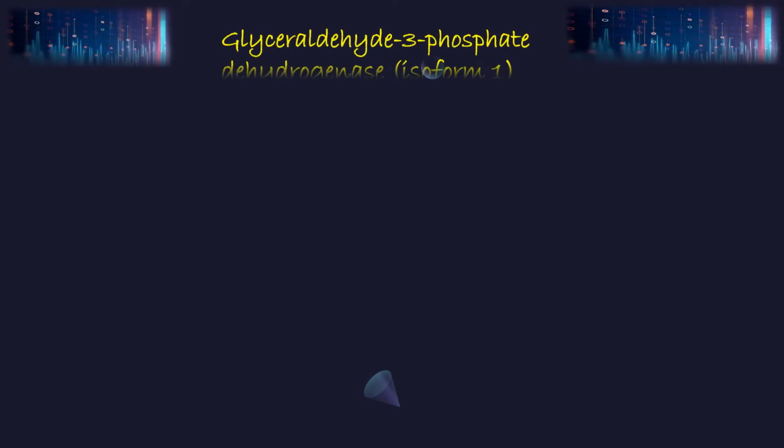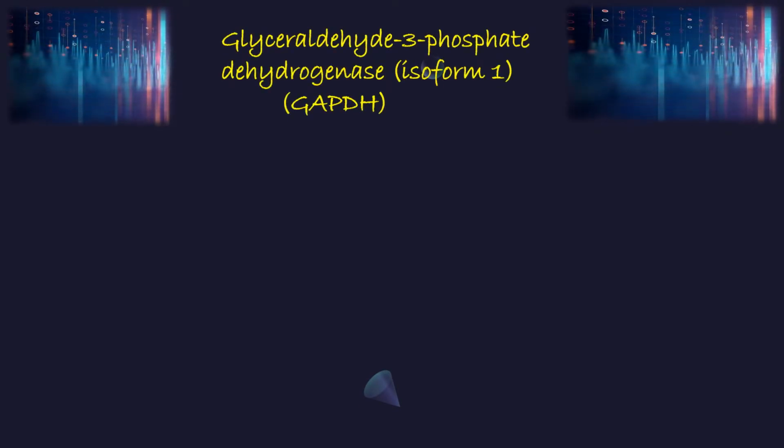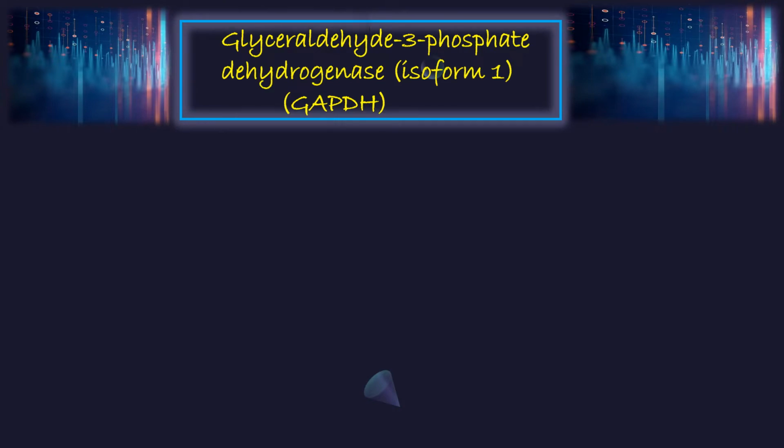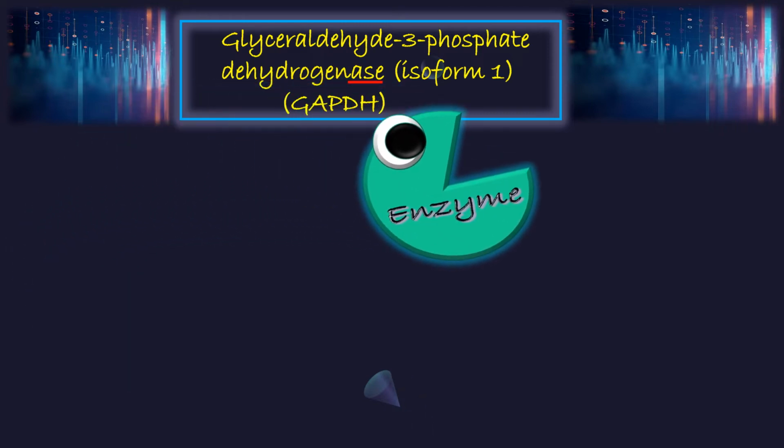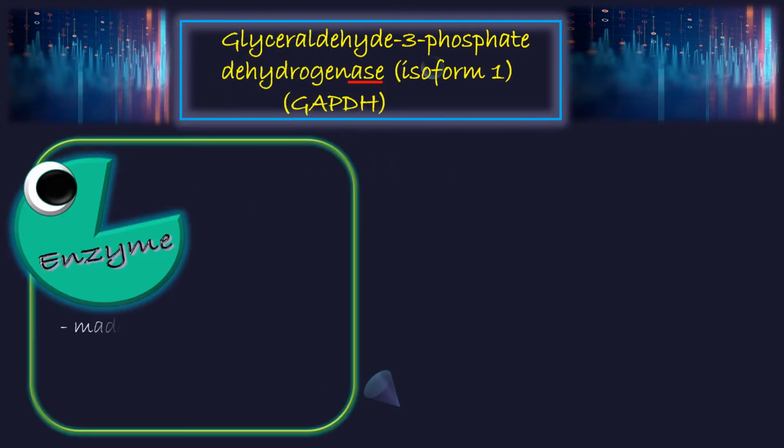Now, let's explore a specific protein that is found in the body, glyceraldehyde 3-phosphate dehydrogenase isoform 1, or abbreviated GAPDH. As indicated by the suffix ase in the word dehydrogenase, this tells that this protein is an enzyme. Remember, the enzymes are made of proteins and are biological catalysts that help our body process important reactions by speeding up chemical reactions in the body.